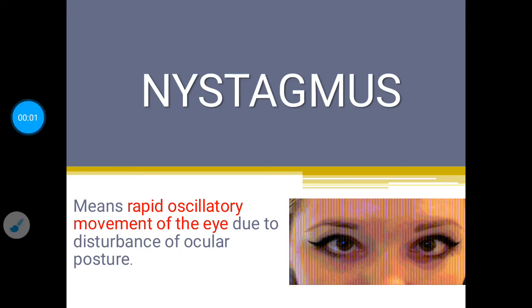Hello dear students. Today we are going to study the topic of nystagmus. The definition is that nystagmus is a rapid oscillatory movement of the eye due to disturbance of ocular posture. In this picture you can see the rapid oscillatory movement of the eye, that is called nystagmus.